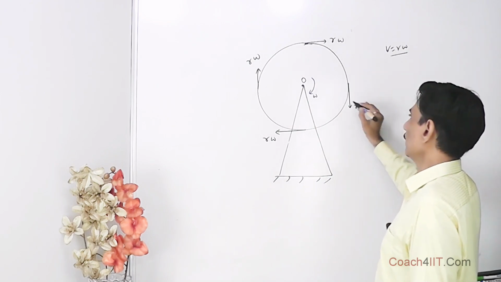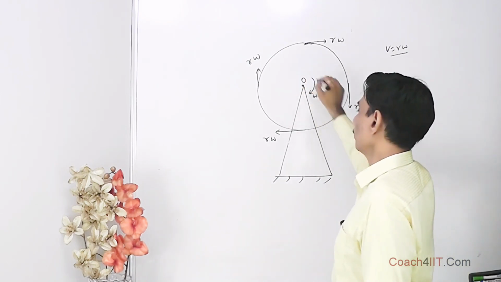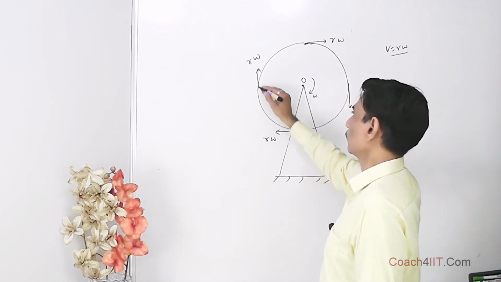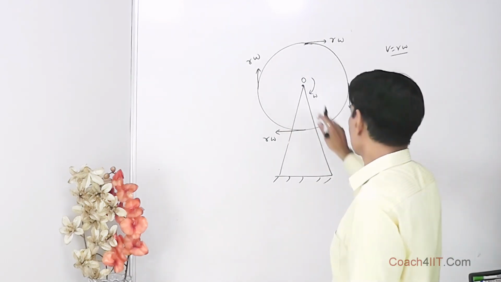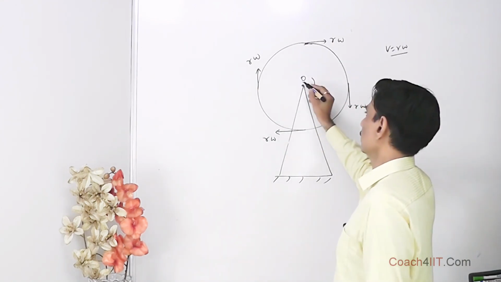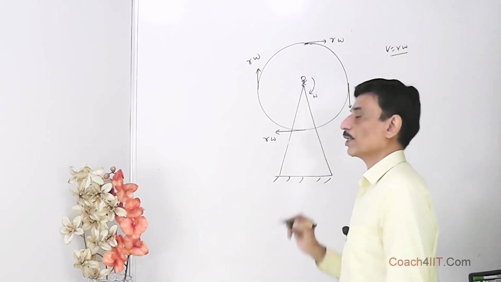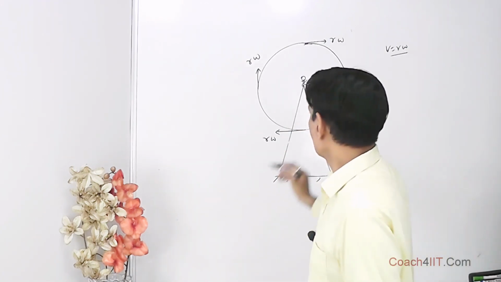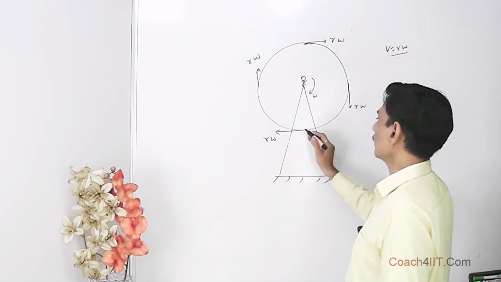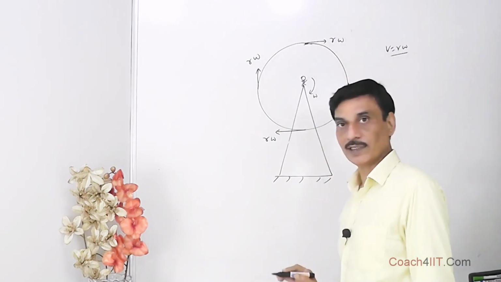If this is rotating with angular velocity omega in the clockwise direction, this point has velocity r omega, this point has velocity r omega. And let's place a person over here at the axle, be it axle or be it mount, it doesn't matter. So this person sitting at the axle sees the velocity of each of these points as r omega.